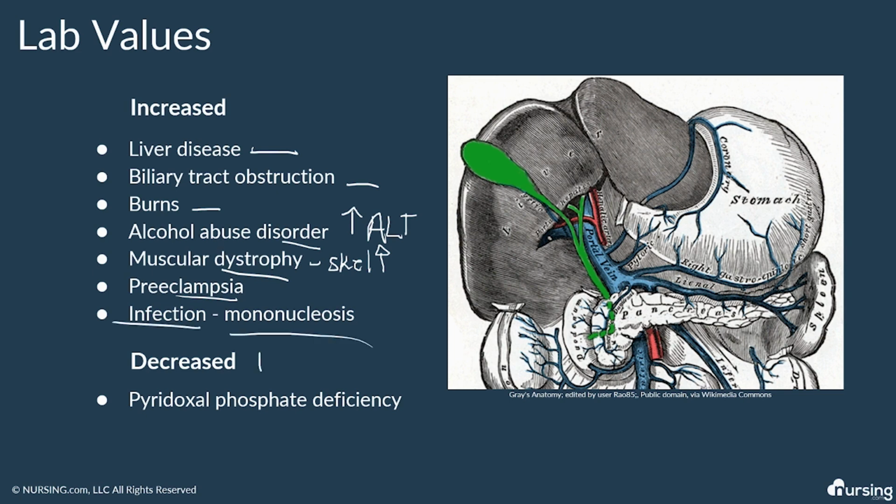A decrease is pretty rare, and it takes place in the case of pyridoxal phosphate deficiency. This is a rare metabolic disorder that's genetic.